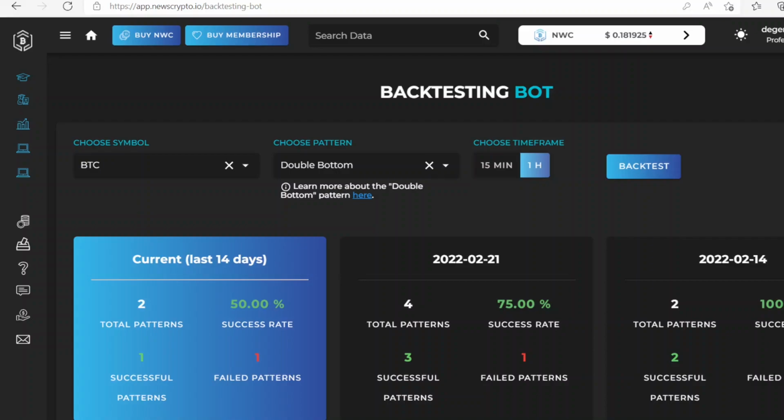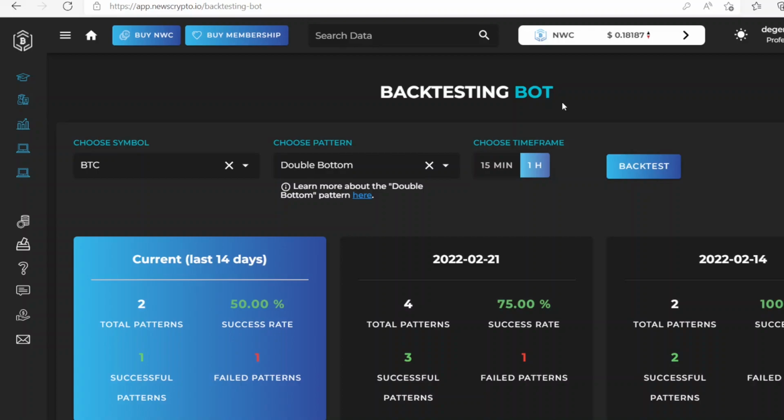Today's video we're going to be doing a little tutorial on another feature on the new crypto app on the platform. This time it's going to be the backtesting bot.